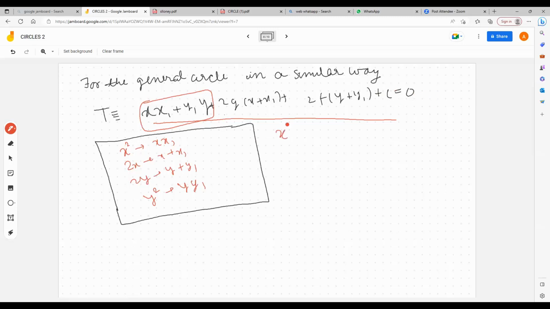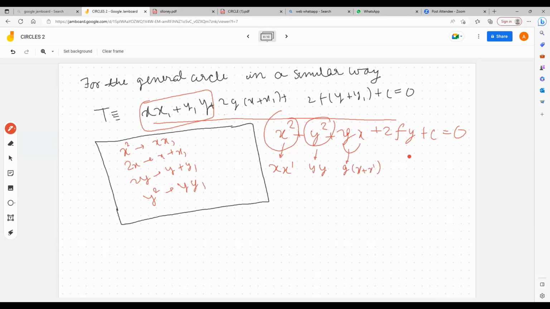The equation of the circle was x square plus y square plus 2gx plus 2fy plus c equals 0. Now what we are doing is, in place of x square we are writing x x'. In place of y square we are writing y y'. In place of 2x we are writing x plus x'. In place of 2y we are writing y plus y'. And we are leaving c as it was. So this is the equation of the tangent at (x', y') to the general circle.